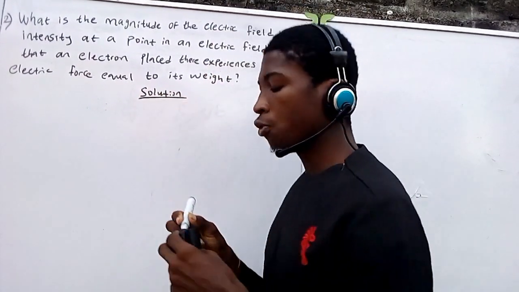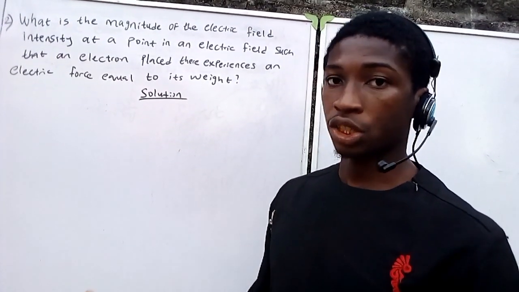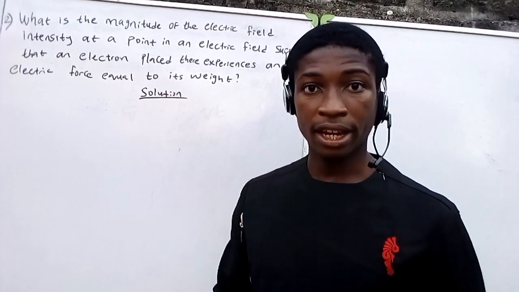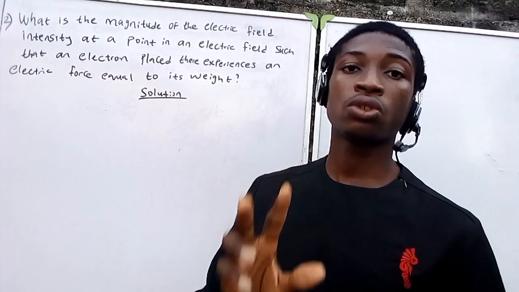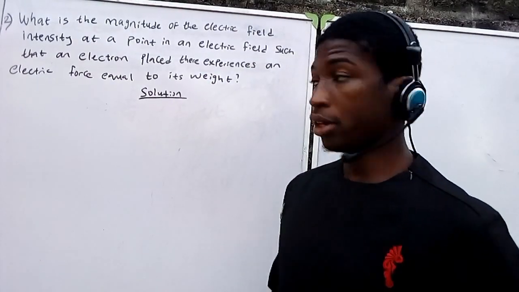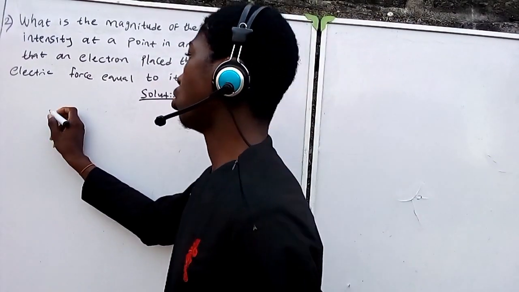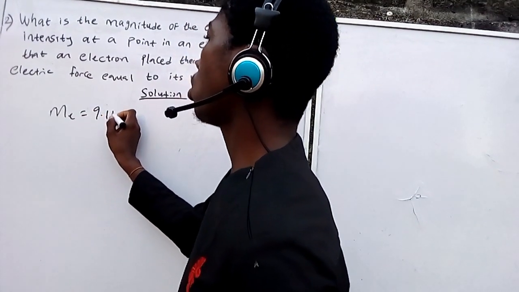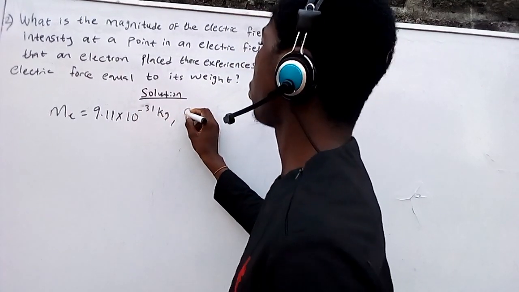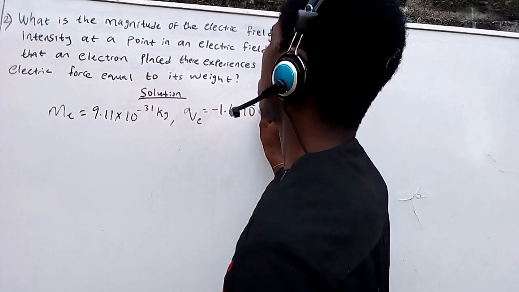Now, solution. Obviously, in an electric field, a particle must be there, a particle that carries charge. And that particle is an electron. Whenever a particle is specified, you must know two things, the mass and charge. The two particles that are specified in electric field are the electron and the proton. For an electron, let's write down the mass and the charge. The mass of the electron is 9.11 times 10 raised to negative 31 kilogram, and the charge of the electron, QE, is equal to negative 1.6 times 10 raised to minus 19 coulomb.